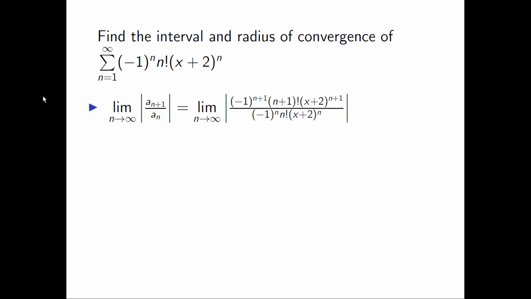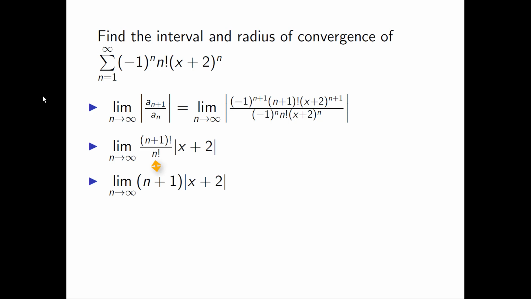Again, we get this ratio, the n plus 1 term over the nth term. Plug n plus 1 in here, plug n in. Simplify. And we're down to this n plus 1 factorial over n factorial. We've seen this a couple of times now. Hopefully we know that that goes to simply n plus 1. So we have the limit as n goes to infinity of n plus 1 multiplied by the absolute value of x plus 2. And we need to say, when is that less than 1?